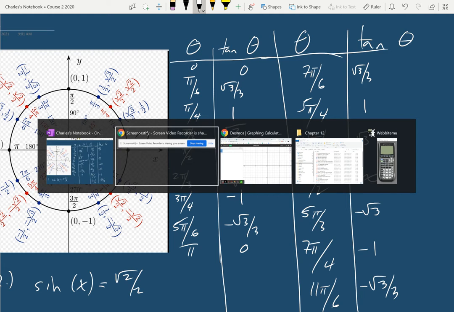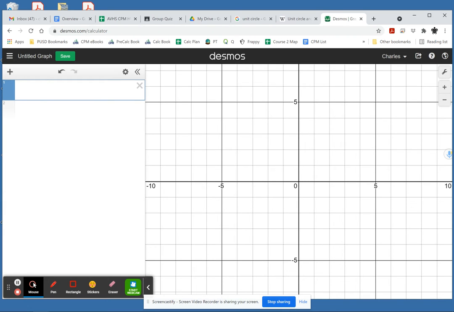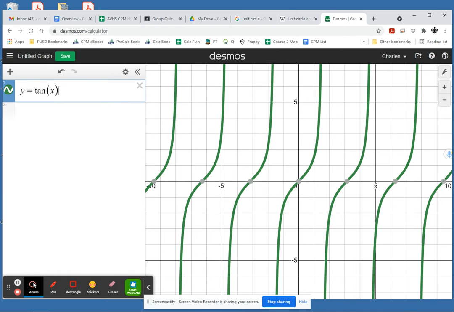The graph of tangent of x has asymptotes where you have those infinities and negative infinities, so it looks kind of like this.